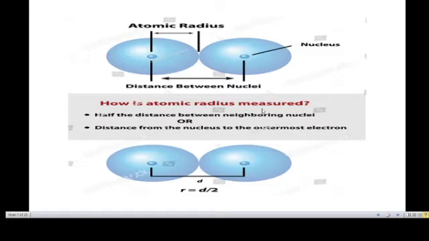How is atomic radius measured? Half the distance between neighboring nuclei. This is the first atom nucleus, second atom nucleus. It is half the distance between neighboring nuclei, or the distance from the nucleus to the outermost electron. So this is atomic radius. It is also calculated by the formula r = d/2, where d is the distance between the nuclei.